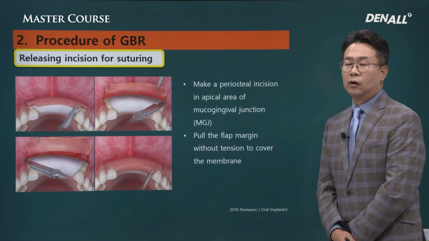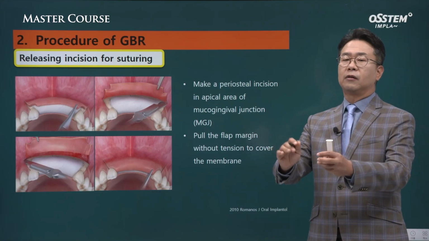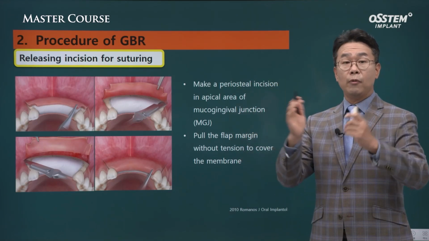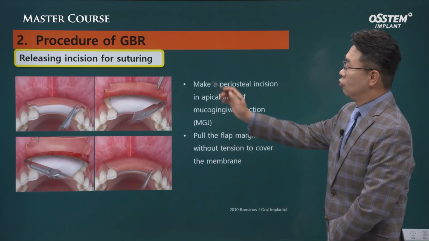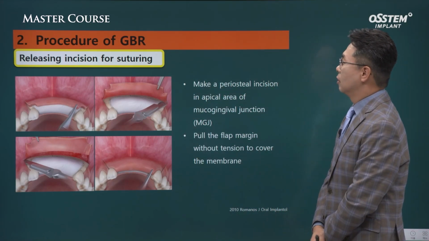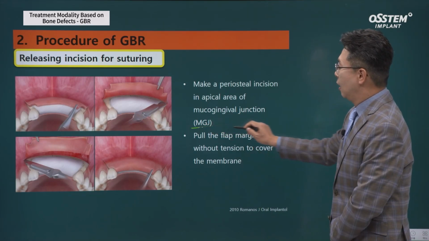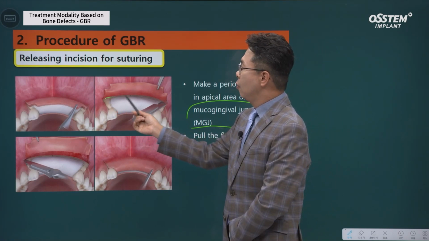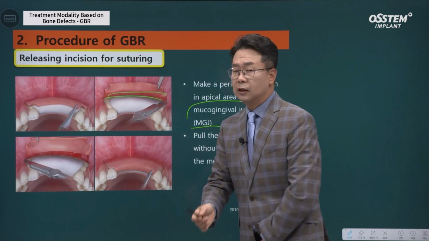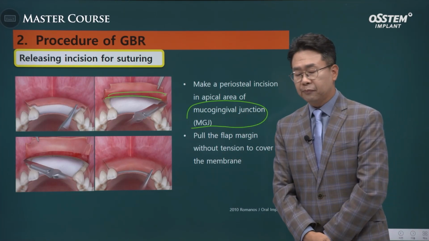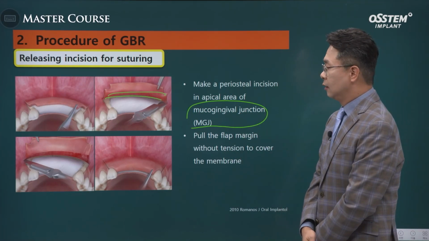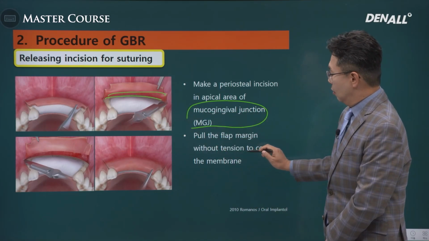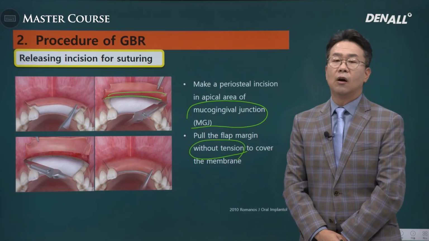Before suture, when we have grafted the defect and applied the membrane on top of it, in order to get the primary closure, releasing incision is made. As shown, releasing incision is made below the mucogingival junction. You can make it once or twice. To get the desired primary closure, you can utilize different methods. You need to pull the flap margin without tension to cover the membrane.